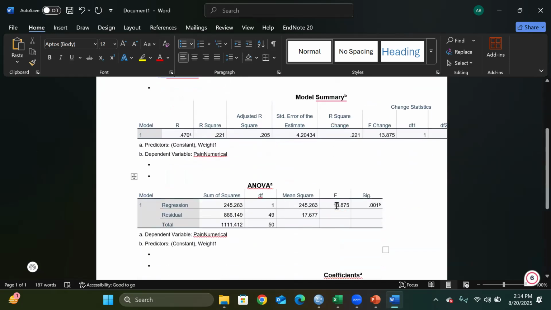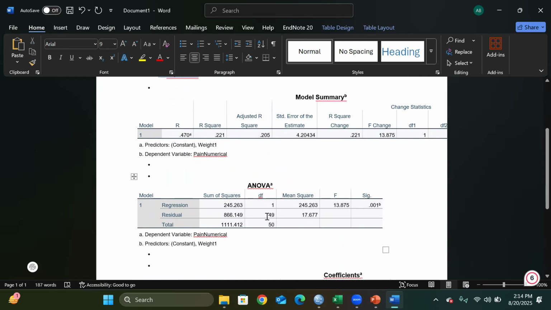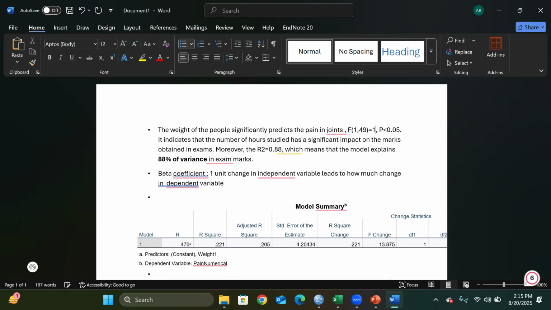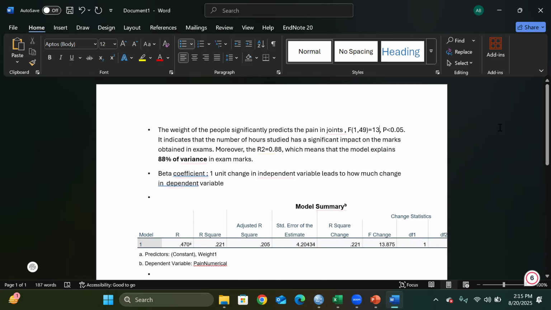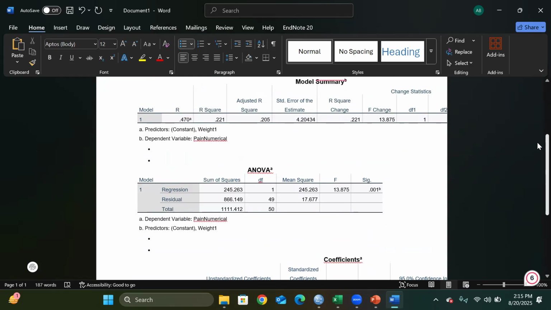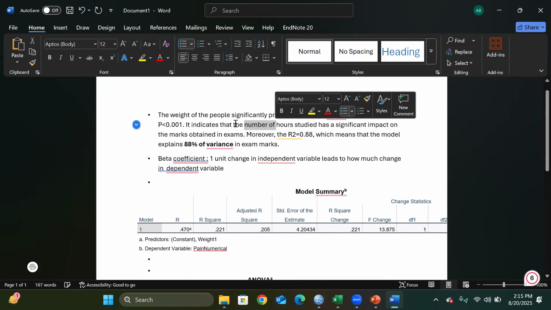And what is F? That is this value, 13.875. These values are the degrees of freedom, which we discussed beforehand also, 1 and 49. I will replace this with 1 and 49. The degrees of freedom we write in brackets. The F value is a statistical value, 13.875. And p is less than 0.05. How much is the significance? That is 0.01.